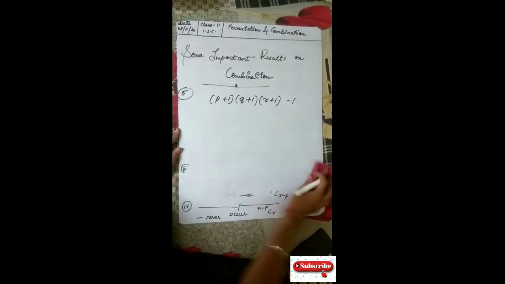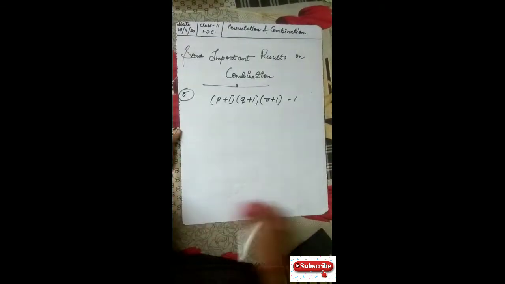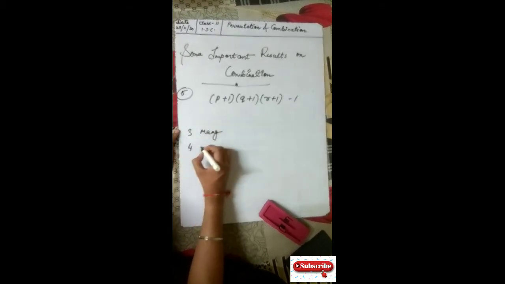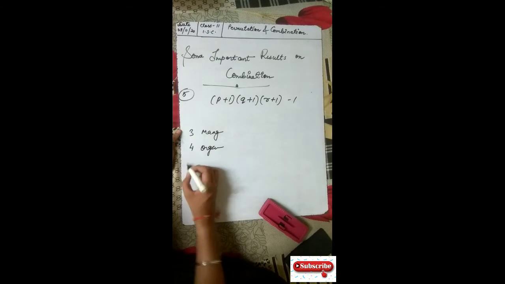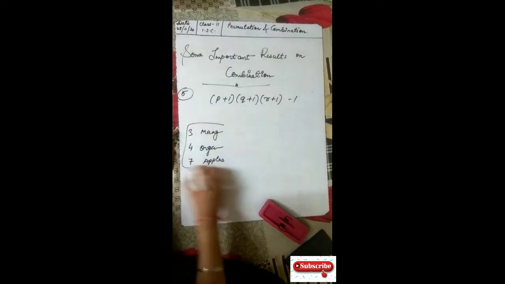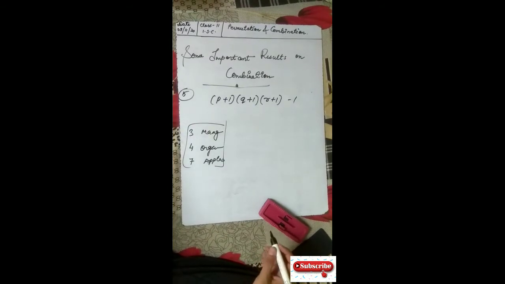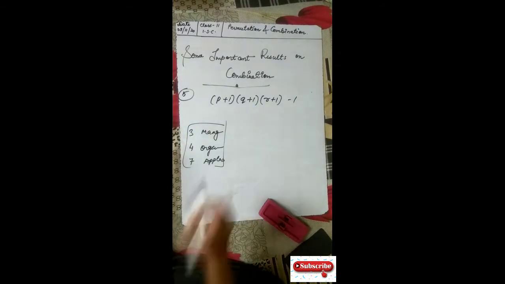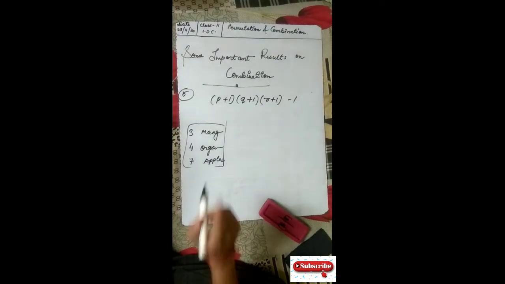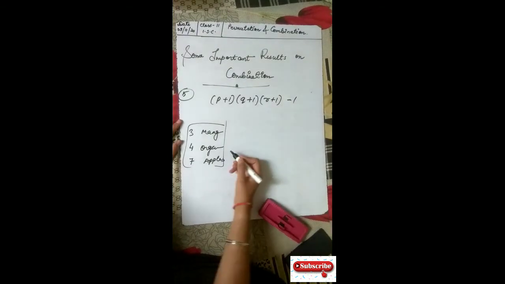Say for example, I have 3 mangoes, 4 oranges, and 7 apples, and I need to make a selection, and here at least one of them should be included. That is a non-empty selection. So how can I do the selection?